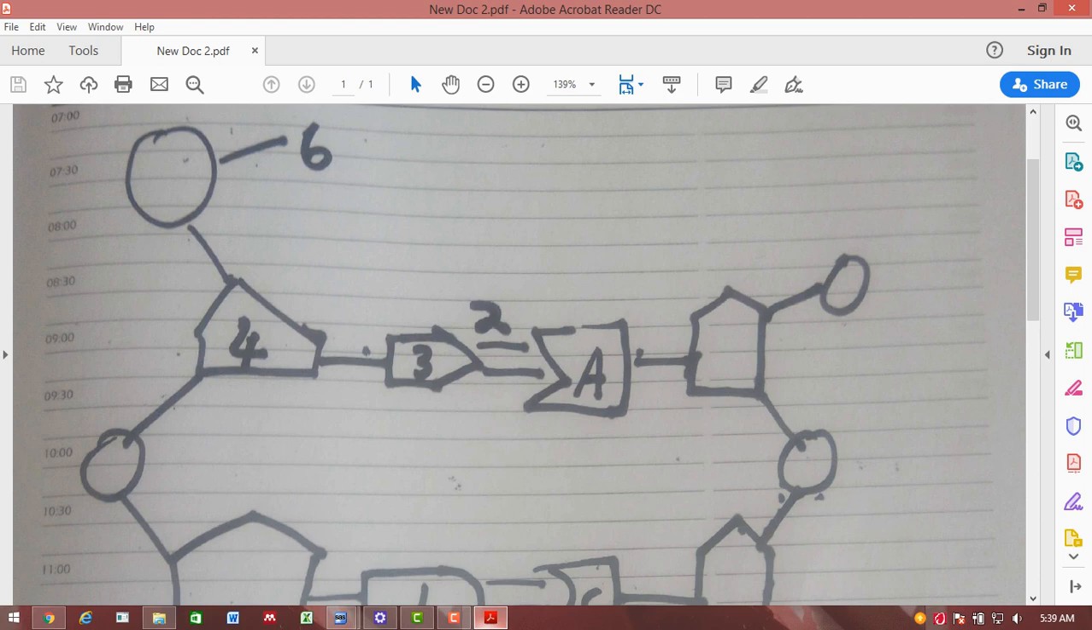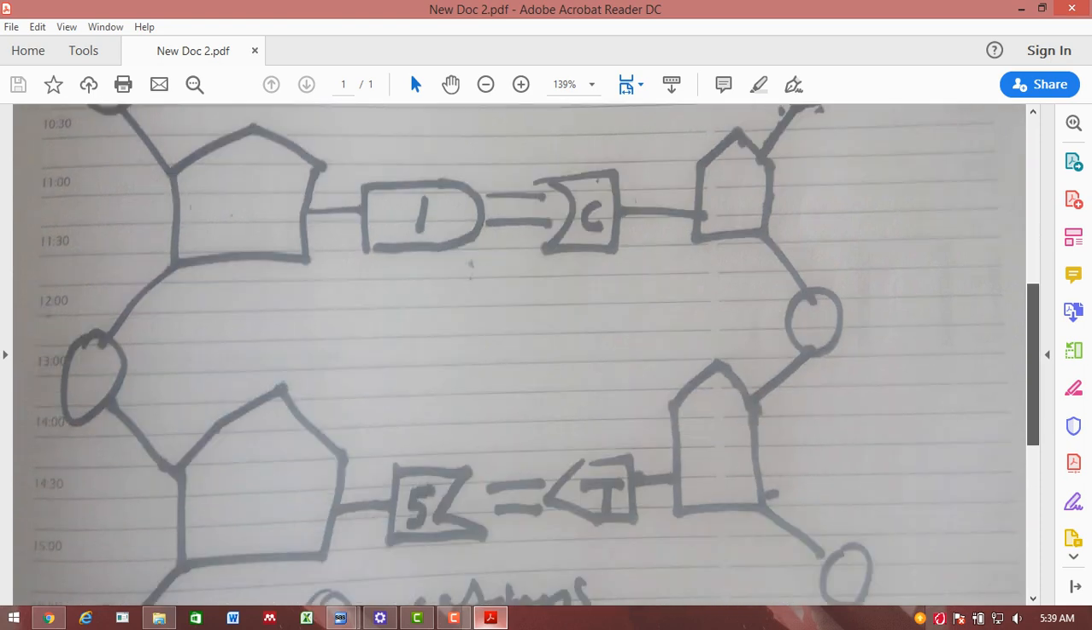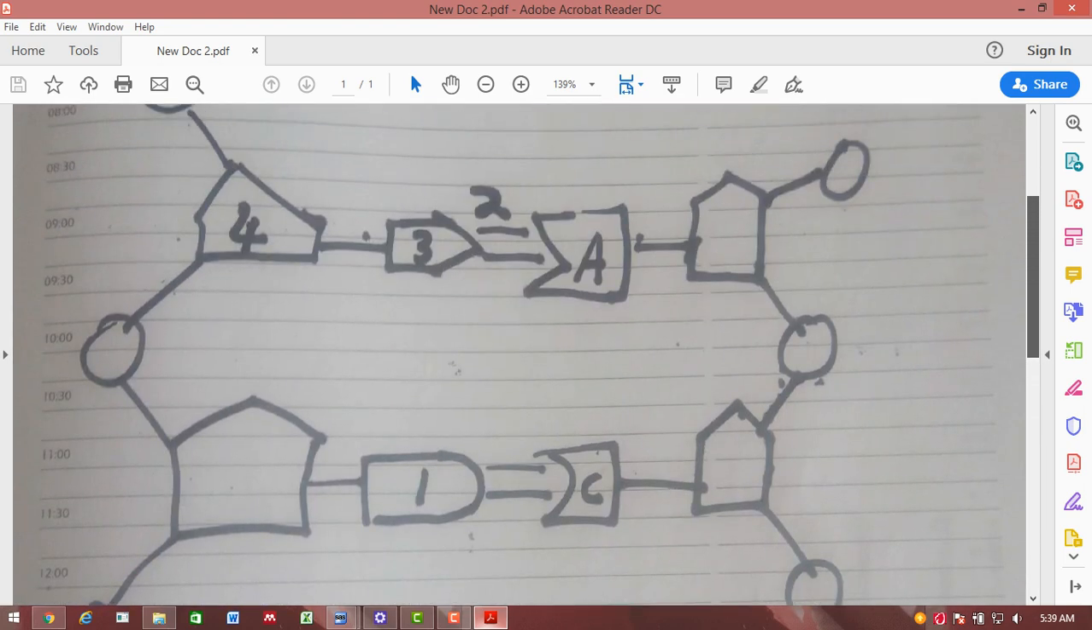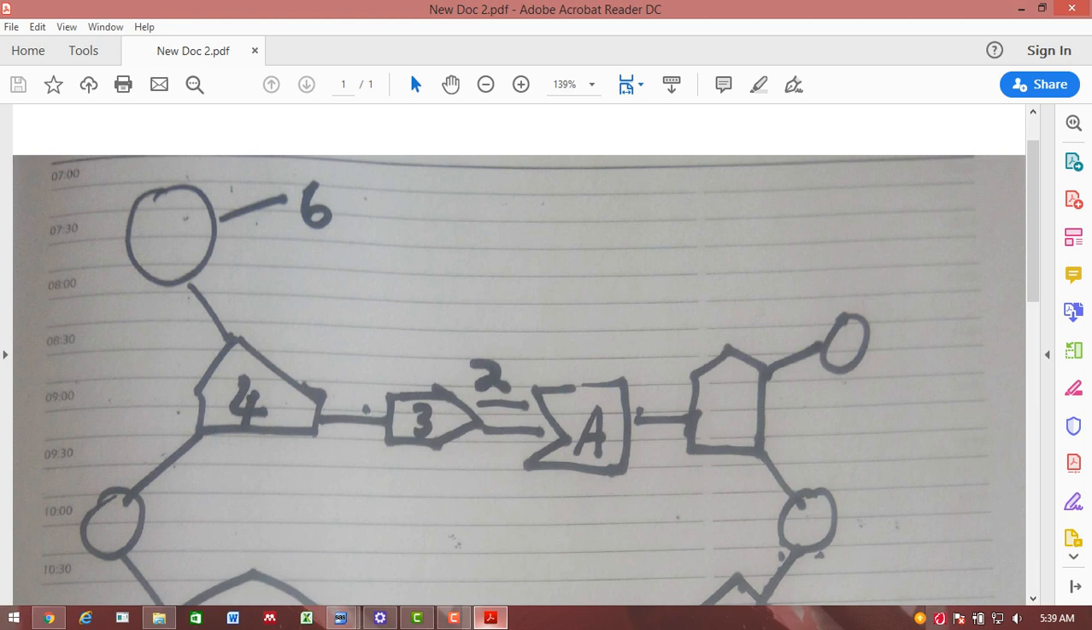Now let's go to our third question, which is our last question. It's saying, what is the collective name for part 3, 4 and 6? Now when we look at parts 4, 3 and 6, if you look at this structure very well here, we have already identified this as the phosphate group, this as the sugar group, which is the deoxyribose sugar, and this as what we call the nitrogenous organic base.